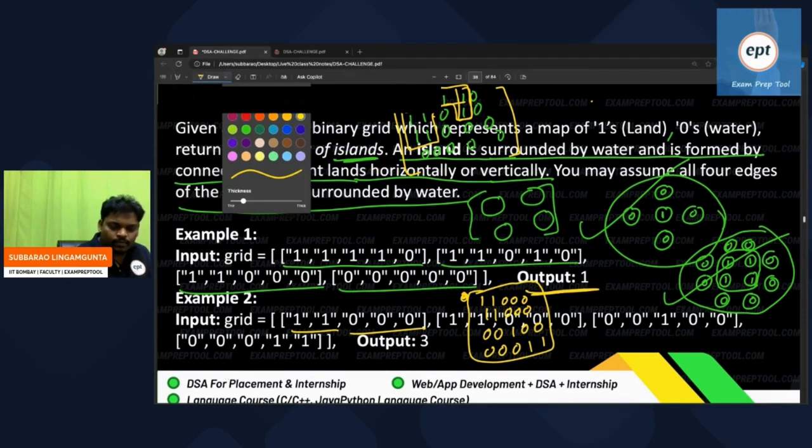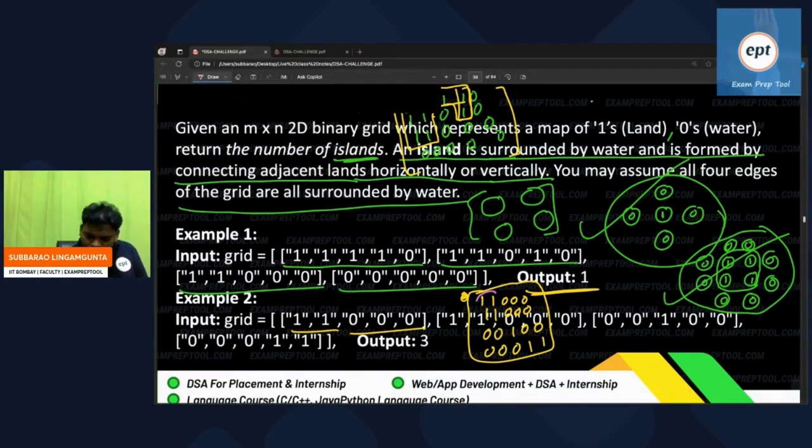Can you check one time? How many islands are there? Let me try. I think this is one island, this is one island, and this is one island. They are not continuous. The second island and the third one are not connected. If anyone says merge second and third, then I would have to merge first and second also. So I think there are three islands.